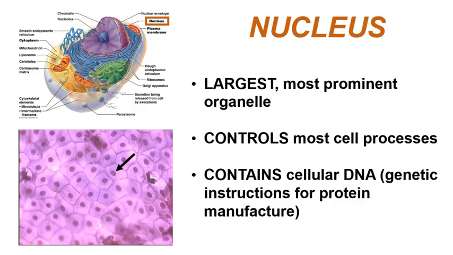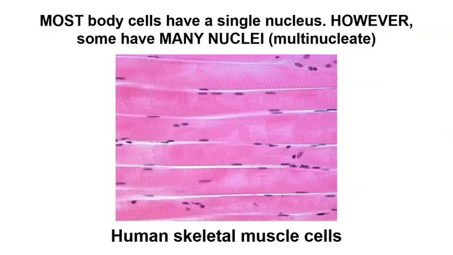So the nucleus is the largest and the most prominent organelle of the cell. The nucleus is so large that it is very easy to see as a dark oval that's usually near the center of most cells. It functions to control most of the cellular processes, and it also contains the DNA of the cell. The DNA is the cellular instructions for making every protein within that particular cell.